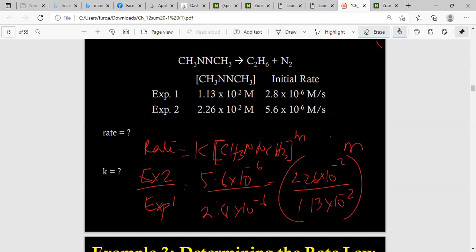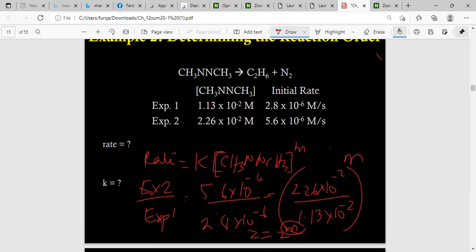And if we solve it step by step, we end up with 2 equals 2 to the power m. In order to solve for m, we have to take the natural log or log to the base 10, whatever you want. But what I do, I'm going to take the natural log.